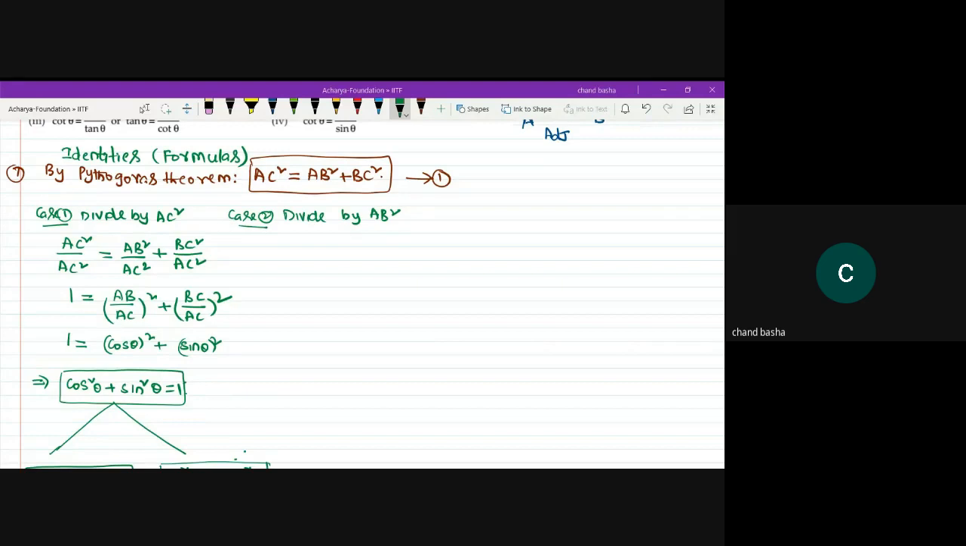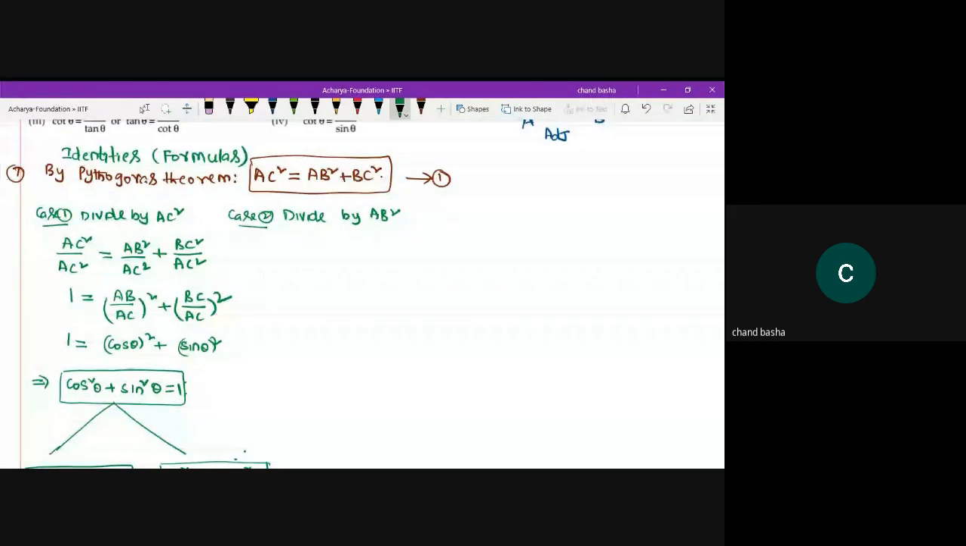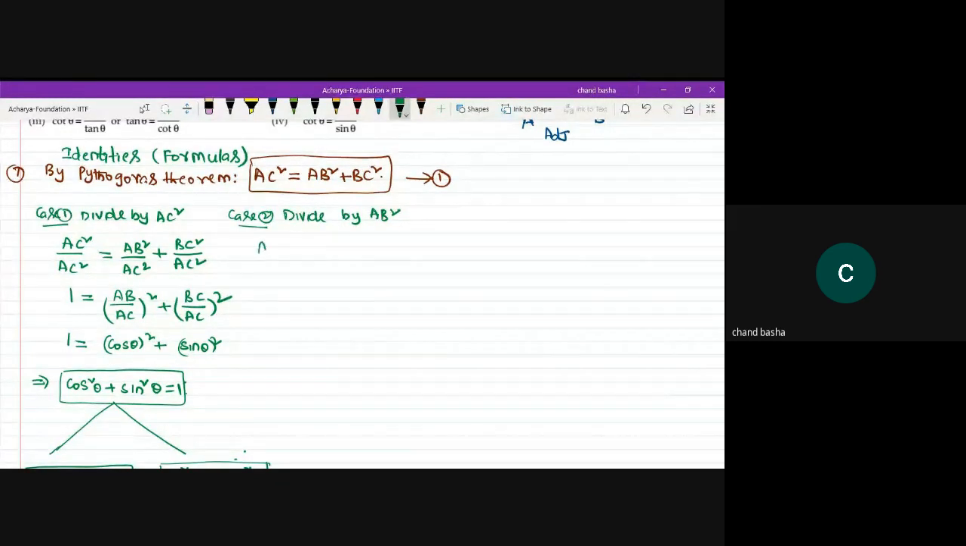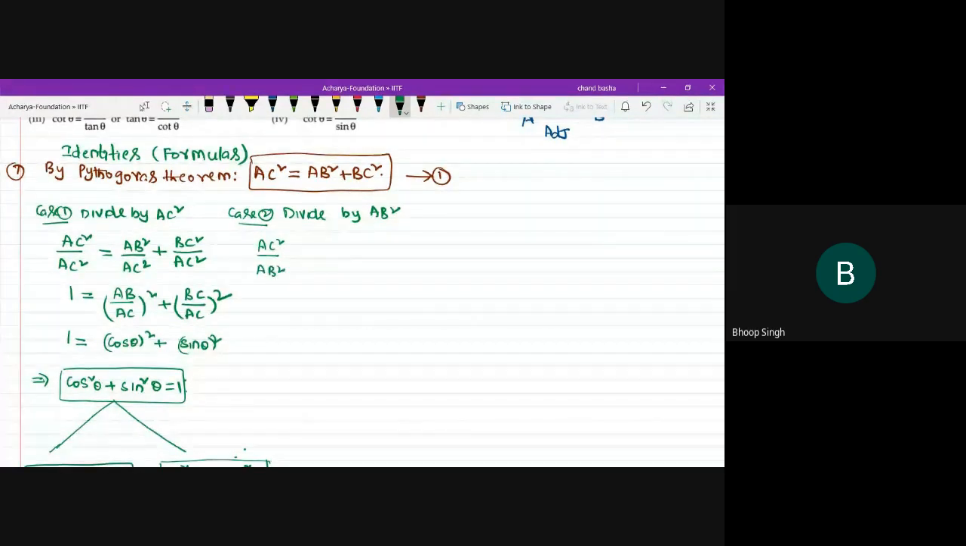You know the statement of the Pythagoras theorem? Hypotenuse square is equal to side 1 square plus side 2 square. We are dividing by AB square. AC square divided by AB square is equal to AB square divided by AB square plus BC square divided by AB square. AC divided by AB whole square is equal to AB by AB, next, BC divided by AB whole square.